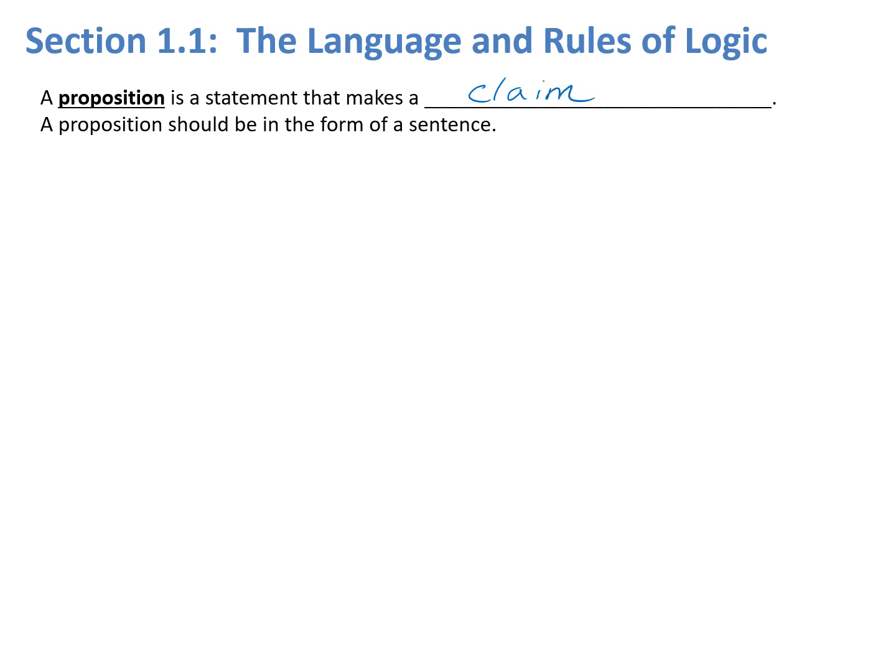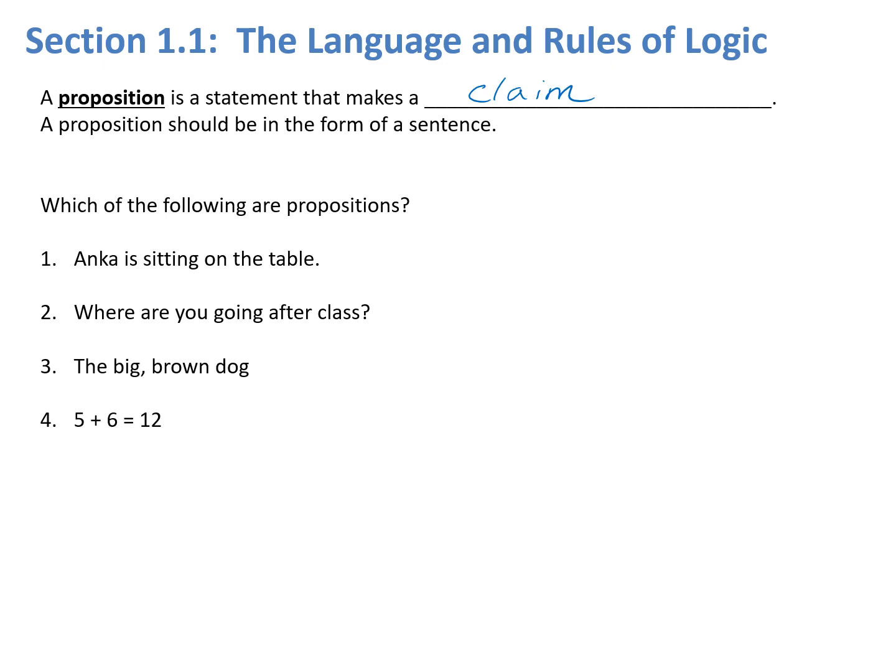A proposition should always be in the form of a sentence, not a question or just a phrase, because you have to be making a claim. So for instance, let's look at some examples of statements. 1, Anka is sitting on the table. This is making a claim, so this is a proposition. It makes the claim that she's sitting on the table. Now, we don't know whether she's sitting on the table or not, but it's making a claim that she is.